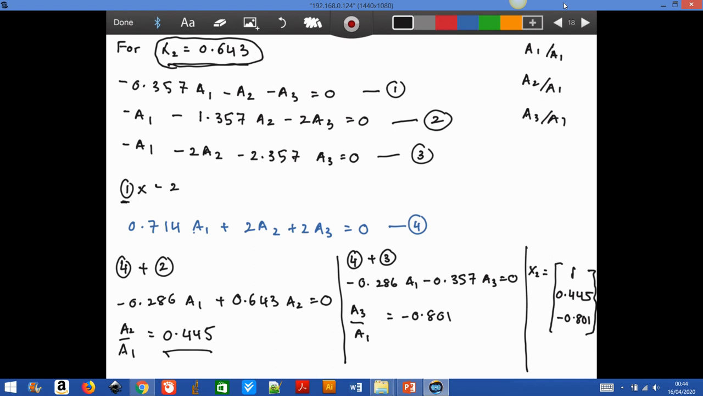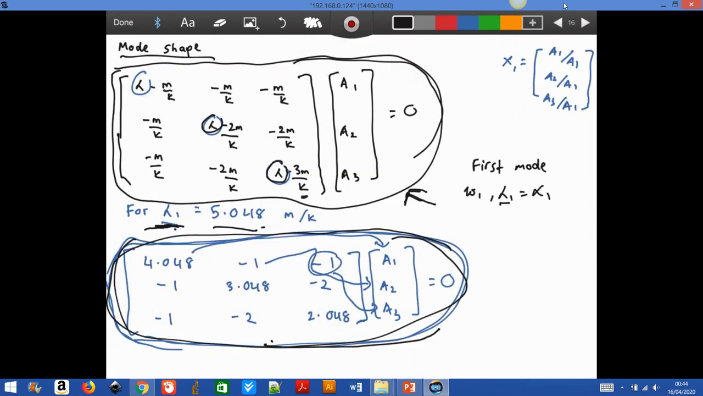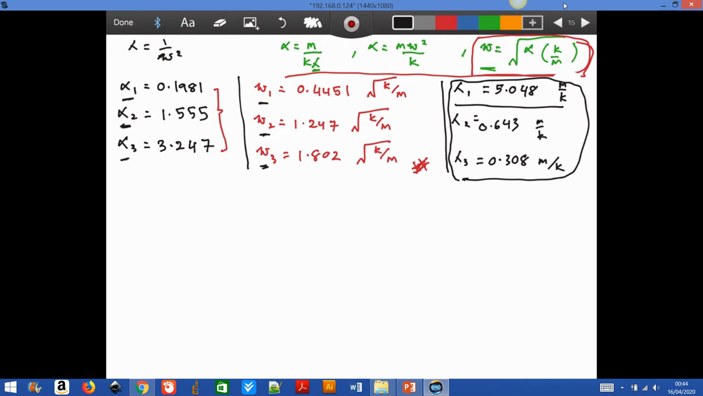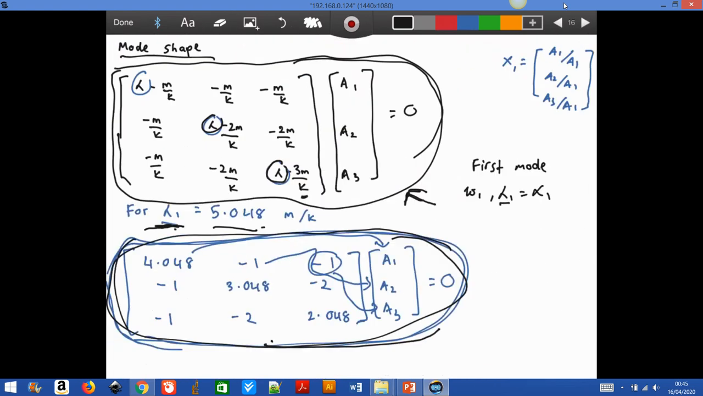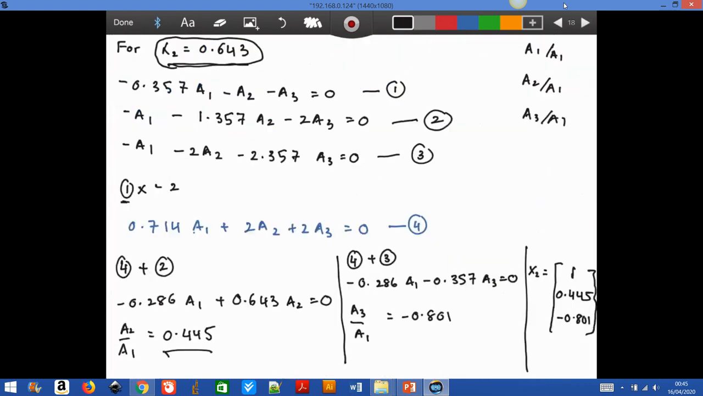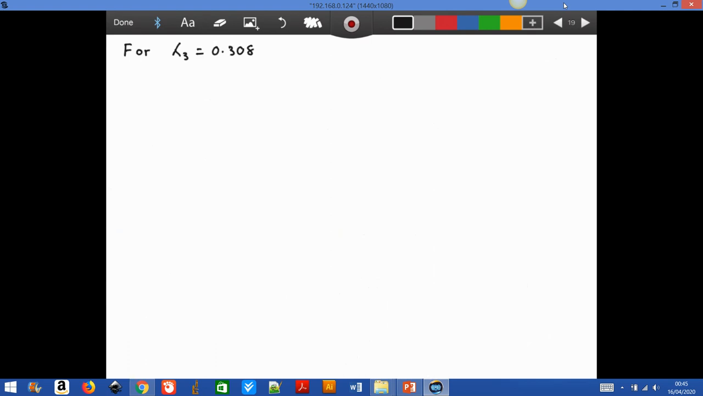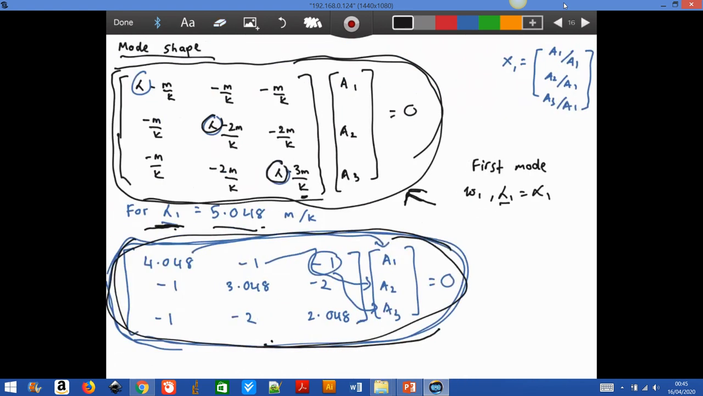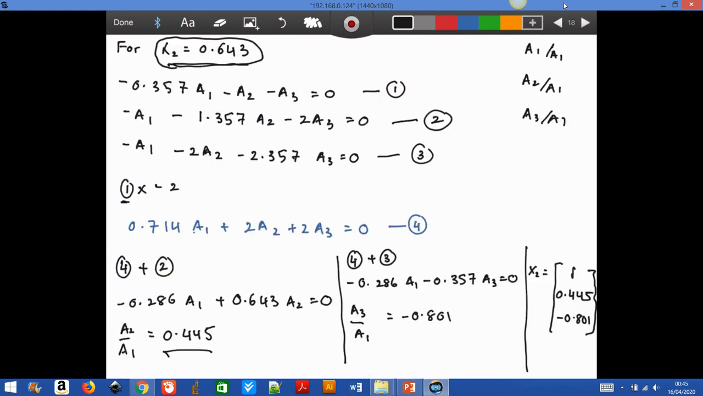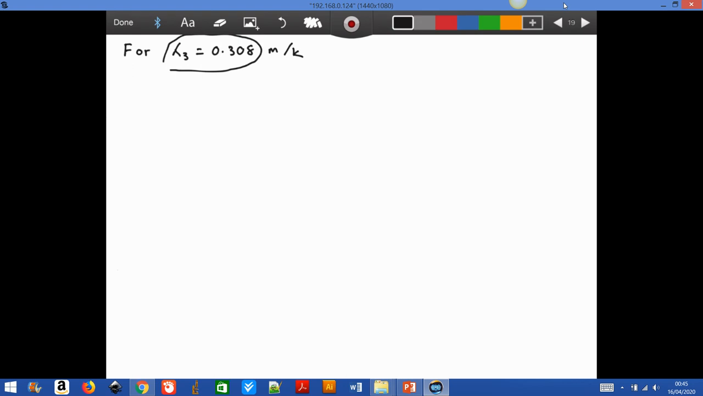Okay, for the third mode shape, again it's the same. Use the third lambda. I cannot remember what lambda 3 is. Lambda 3 is 0.308 m over k. Use this value, replace it back in this matrix, get all of those equations, and you will get the third mode shape. I'm not going to show it here. I hope you can try to do it.